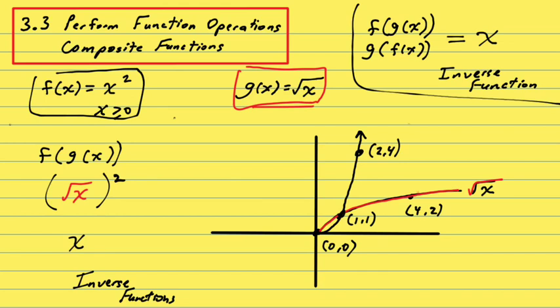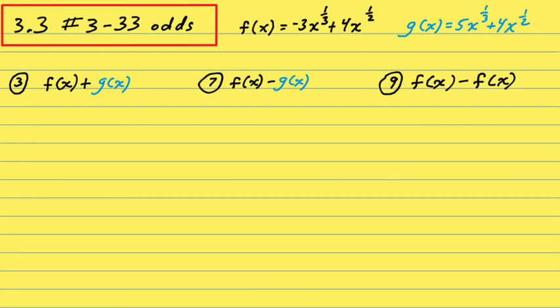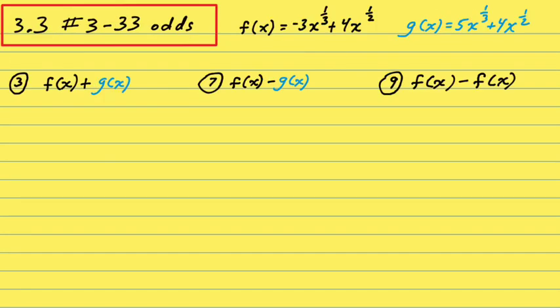Another interesting property of inverse functions is that they are symmetric about the line y equals x. In other words, if I fold it on the line y equals x, these points should match up. Anyway, that's all about inverse functions. We'll be getting to those soon enough. Right now we're dealing with composites. Okay, that was the introduction to 3.3. The assignment is going to be 3.3, 3 to 33 odds, and we're going to work through select problems. Hopefully it'll help make sense of this.